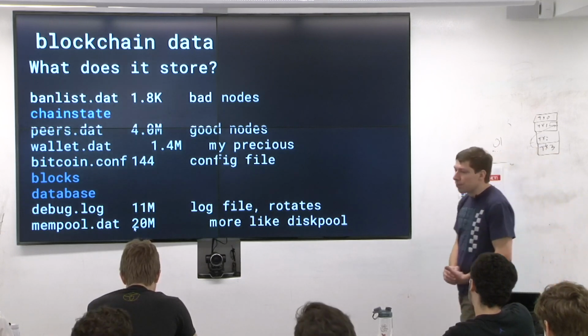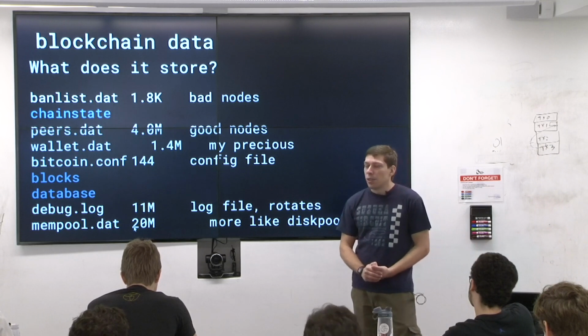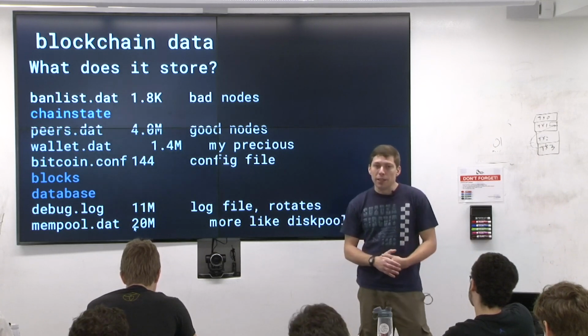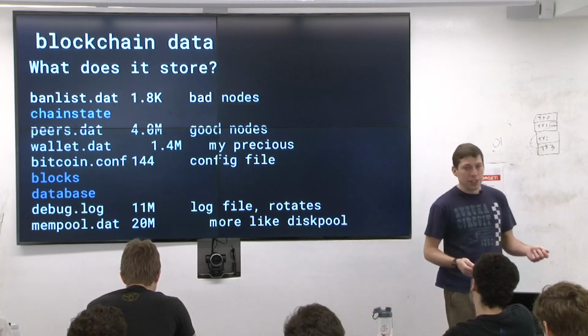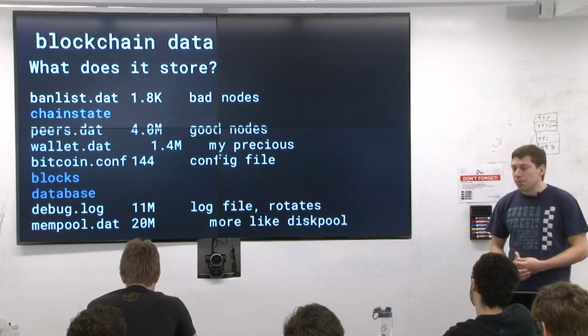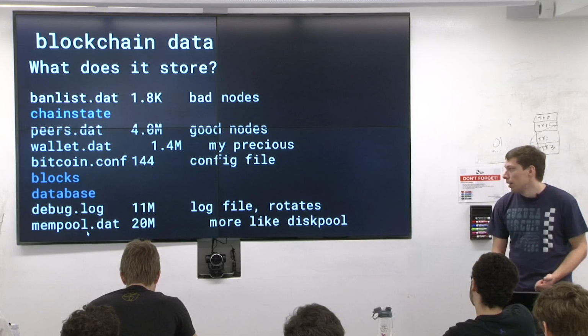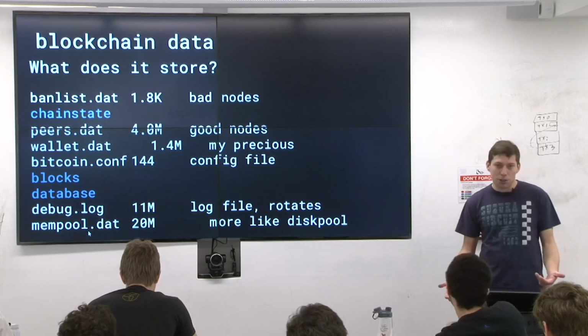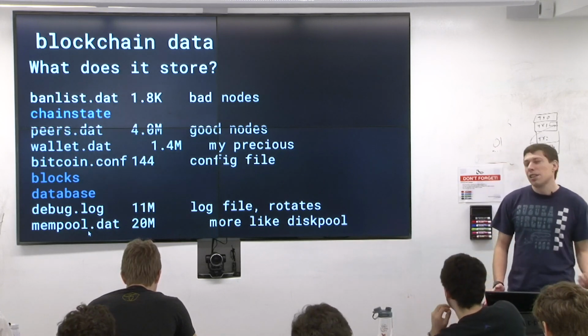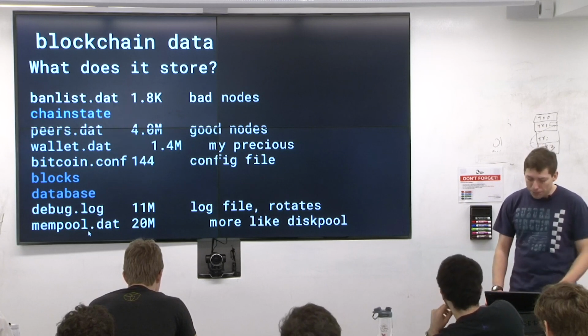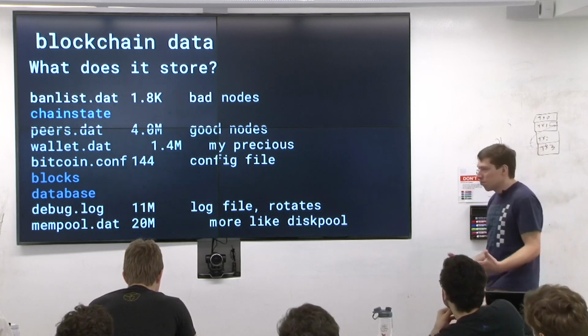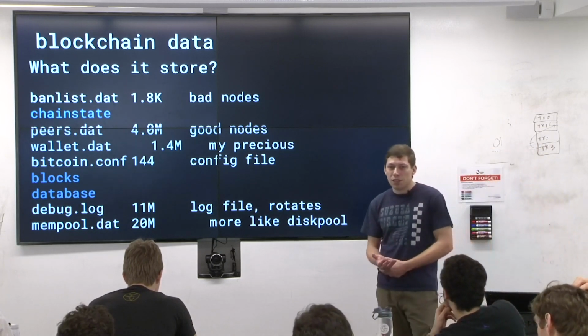So the mempool is transactions you've seen that you've not seen in a block yet, right? People are broadcasting transactions, and you store them. It used to be just in memory, hence the word mempool. Now it's more like a disk pool, because you actually store them on disk, because it saves a little speed when you shut down and start up again. Okay, so any questions about what all these files are doing?